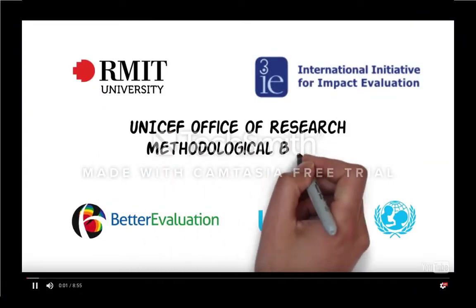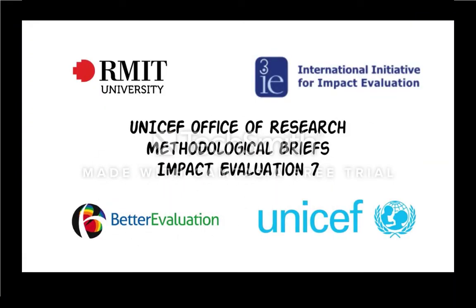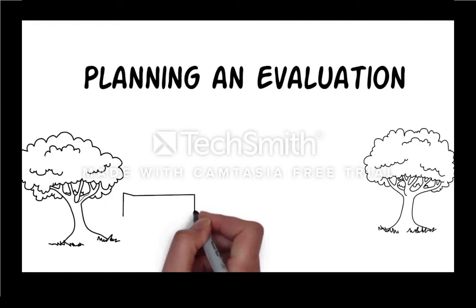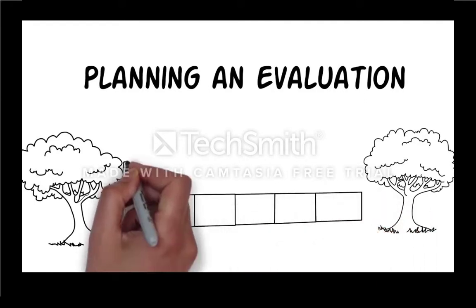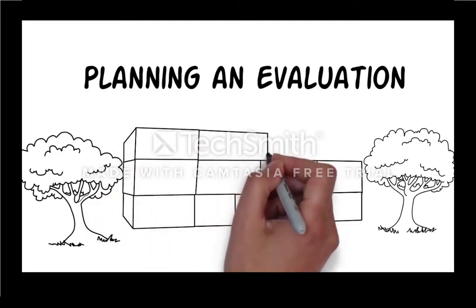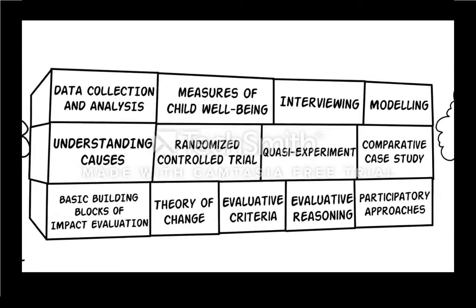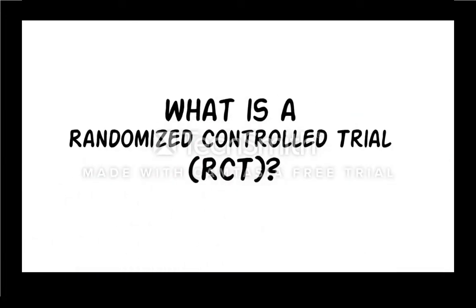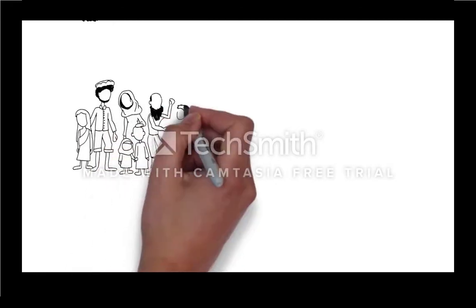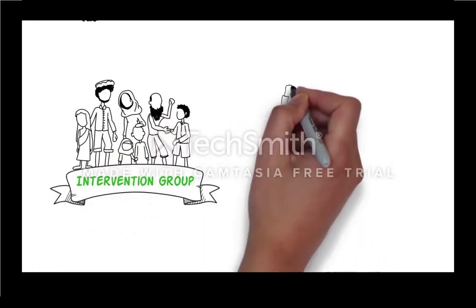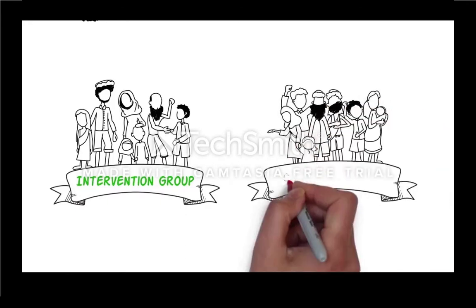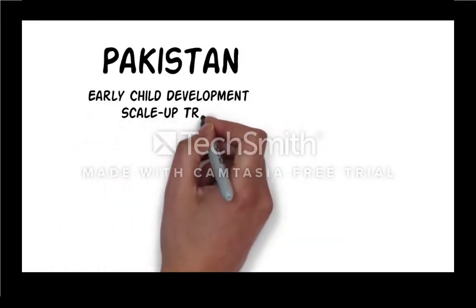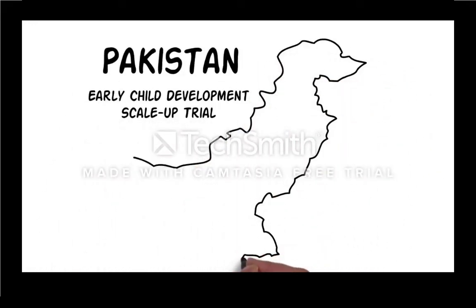This video covers randomized controlled trials, or RCTs, which are one option to consider when planning an impact evaluation. Before deciding to use RCTs, you will need to consider the building blocks of evaluation: research design, data collection and analysis, and synthesis. RCTs measure the impact of an intervention on a particular outcome by conducting a carefully controlled experiment to compare at least two groups, one which has received the intervention and one which hasn't, known as the control group. For example, UNICEF recently funded a trial of early child development intervention in Pakistan.